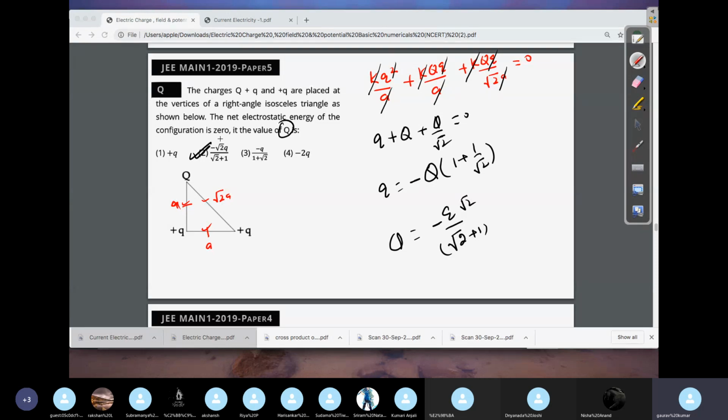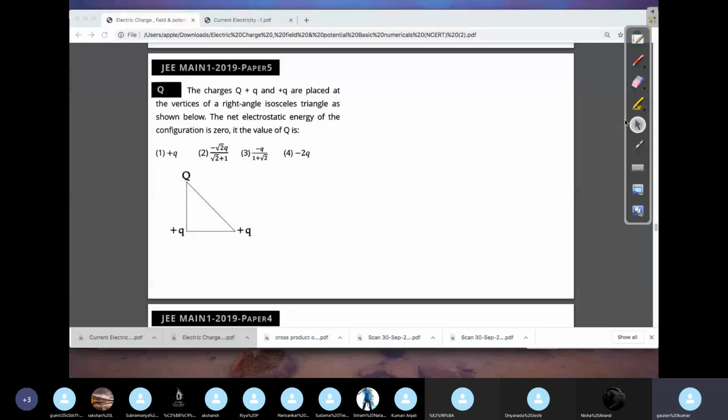It's a basic question. Calculate total energy and equate to 0 and then you get the answer for the question. That's it. Over.